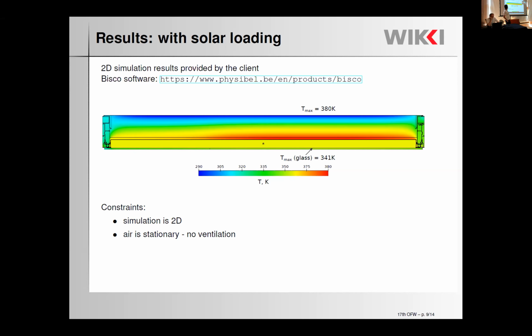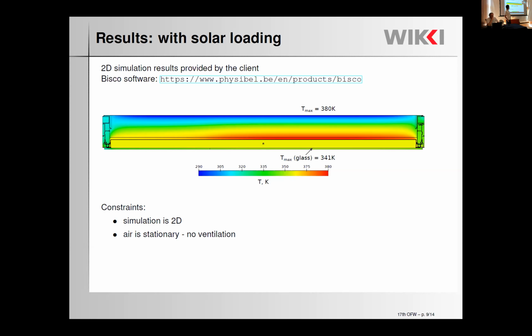The client used Bisco software. You can take a look at the website to see how this works. But basically, you have the same situation. So the left part of the glass is shaded. This is obvious because you can see that the temperature is lower at the aluminum parts and the insulation part, and also the fluid part. And the right part is fully transparent, and you can see the higher temperatures there.